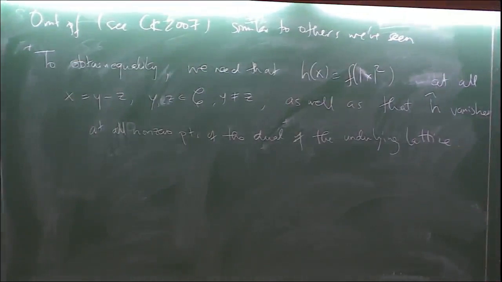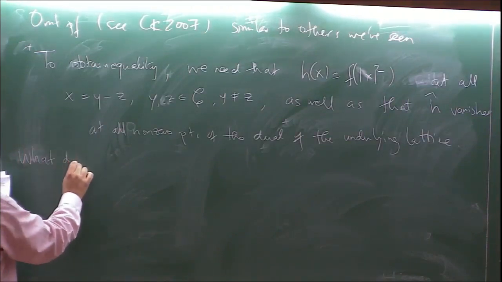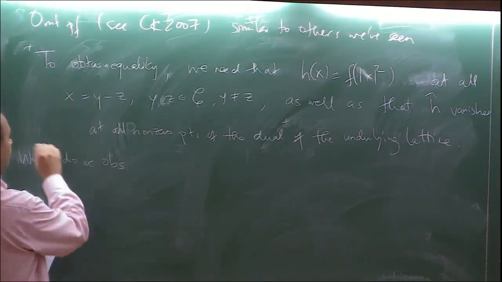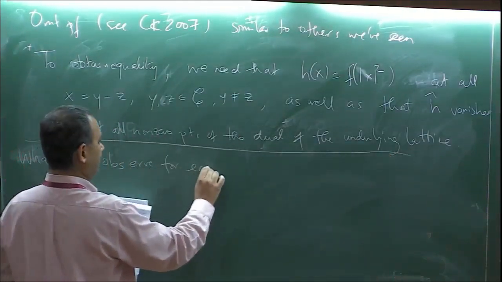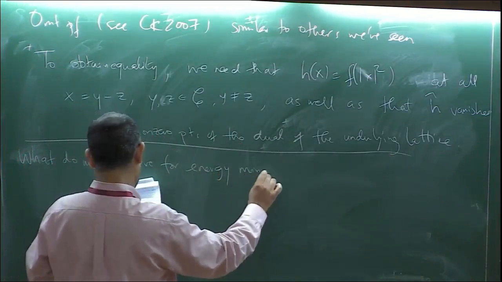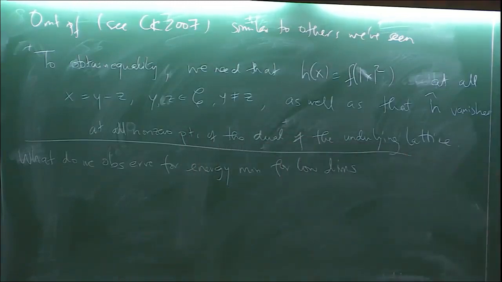Okay, so I want to go over a little bit what happens in low dimensions if you do energy minimization. What do we observe experimentally for energy minimization in low dimensions? It's analogous to the experiments I described where you had 5 points, 6 points, etc. You observe some interesting phenomena.